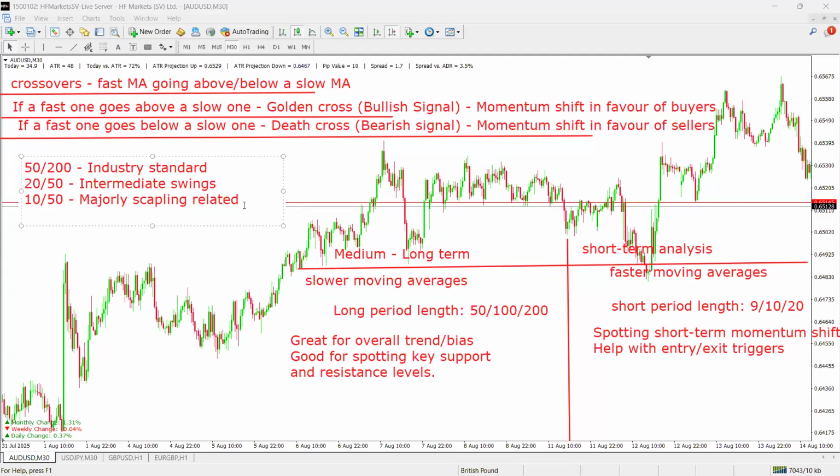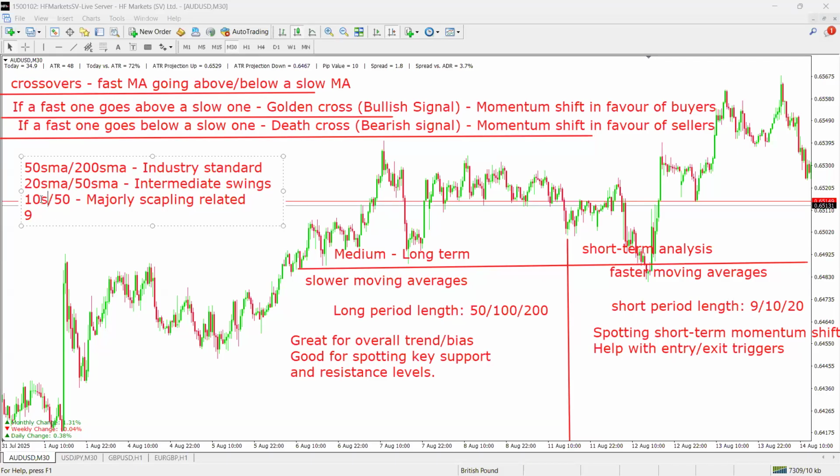But in terms of just short-term crossover, there is the 9 EMA. These ones are SMAs. SMA is simple. This is also simple. This is also simple. And then there is the 9 EMA crossing the 21 EMA as well.